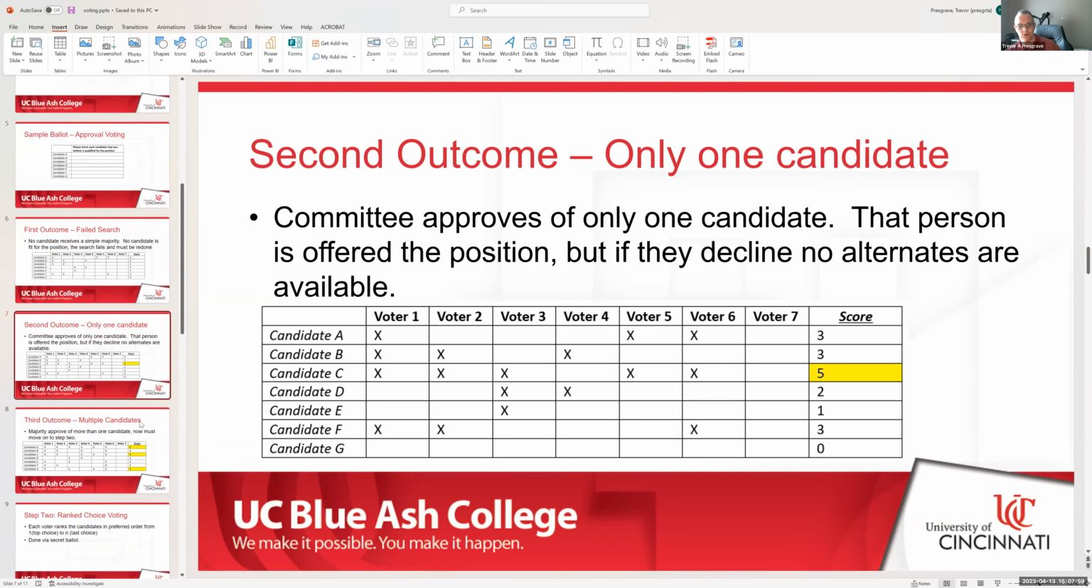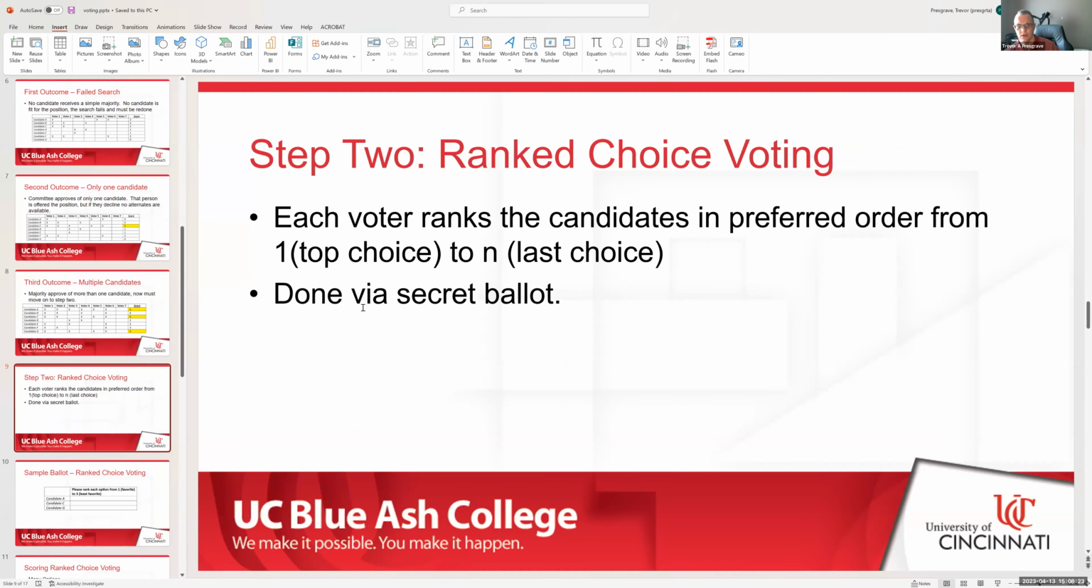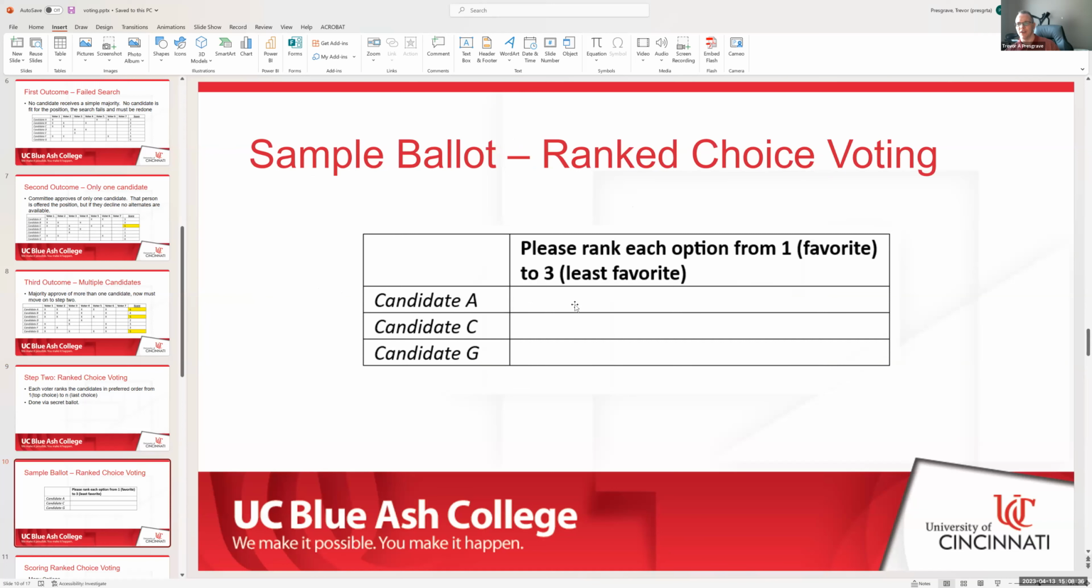Now where things become a little bit more challenging is multiple candidates. So here we have candidates A, C, and G all pass the threshold. So all 3 of these are viable candidates. So now we have to go on to step 2, where we issue a ranked choice vote. So this would become a second round of ballots, where we'd say, okay, now out of candidates A, C, and G, rank them from your favorite to least favorite.